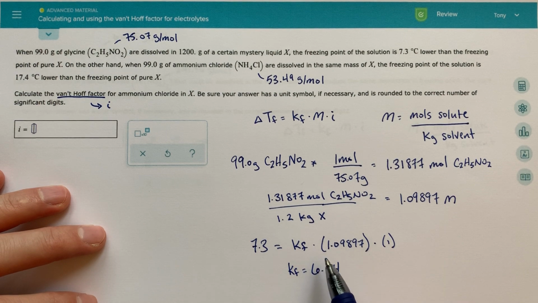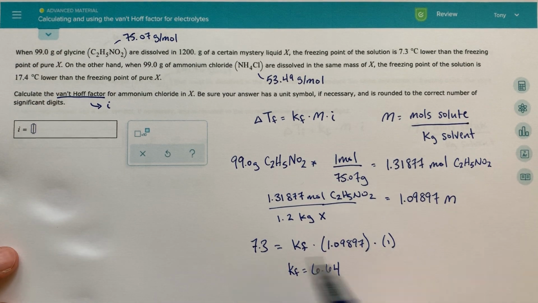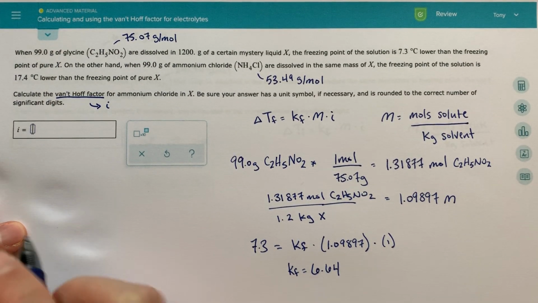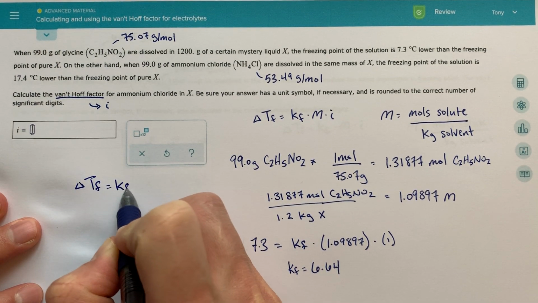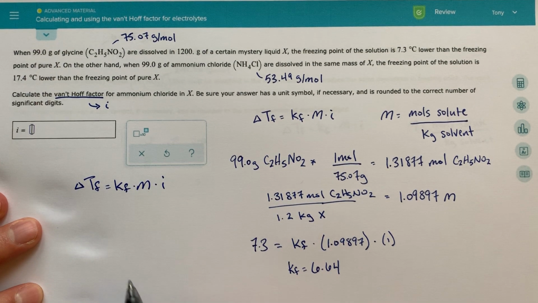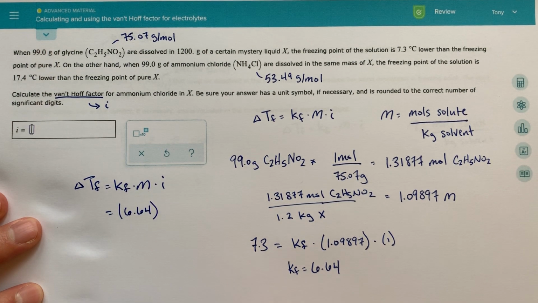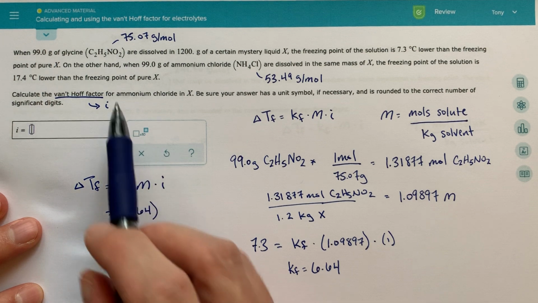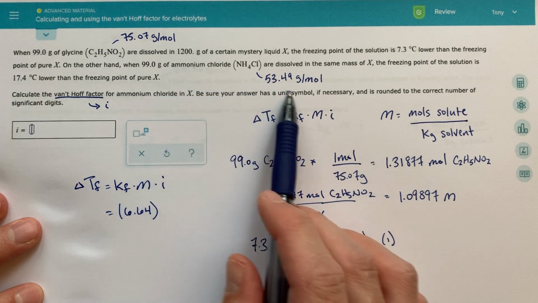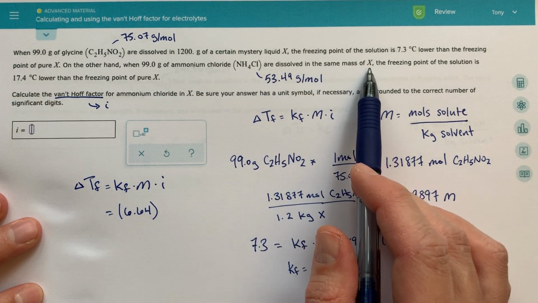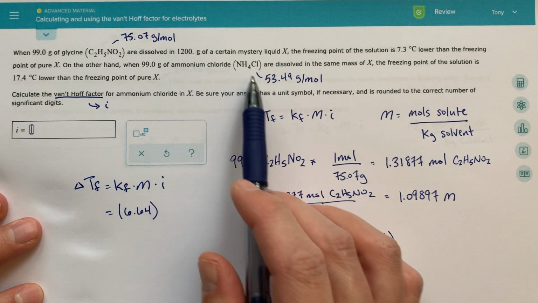So that's going to be what we're going to use to solve for the second part and ultimately figure out what we're looking for here. So I'm going to move over here. Sorry about this indent. And we're going to basically apply this equation again. Delta TF equals KF times molality times i. We know now what our KF is, right? We've solved for that here, 6.64, so we can plug that in. And then let's figure out what the other information is. It says, on the other hand, when 99 grams of ammonium chloride are dissolved in the same mass of X, which is this 1,200 grams, we can solve for the number of moles of ammonium chloride. So I'm seeing that we can solve for our molality for the second solution.